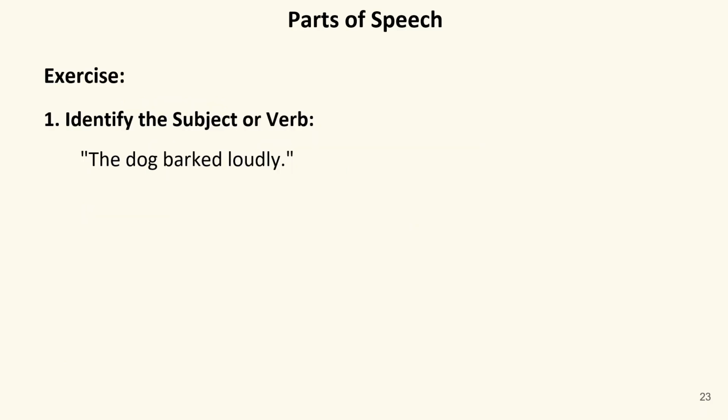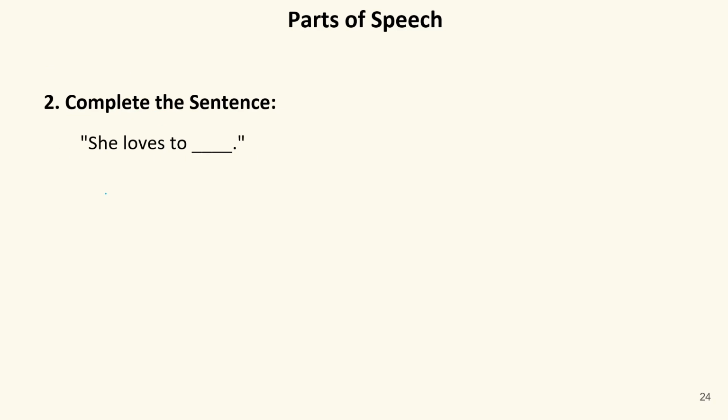Identify the subject and verb. The dog barked loudly. So here the dog is subject, whereas barked is verb, and loudly is an adverb. So you are asked to identify both these things only. Complete the sentence. Again, she loves to dance. We can say she loves to dance.